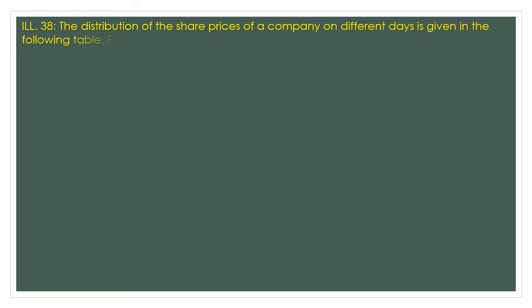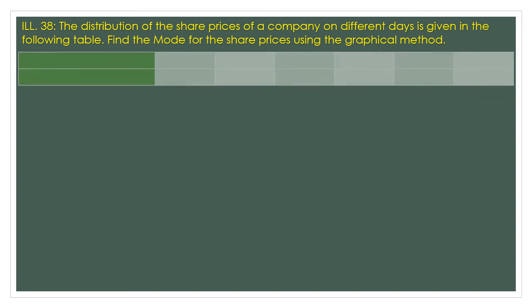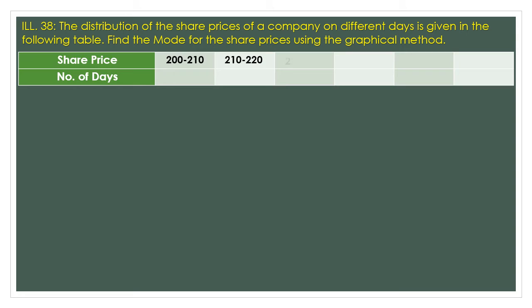Illustration 38. The distribution of the share prices of a company on different days is given in the following table. We have to find the mode for the share prices using the graphical method. Okay, the data is given, the share prices and the number of days. Now share prices are 200 to 210, 210 to 220, 220 to 240, 240 to 260, 260 to 300, and the total. And the frequencies are there.